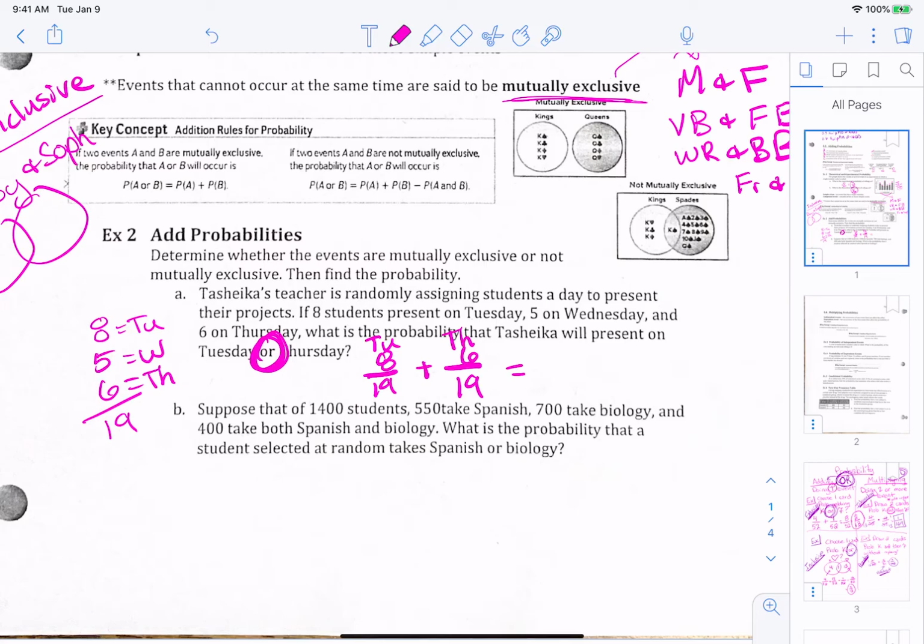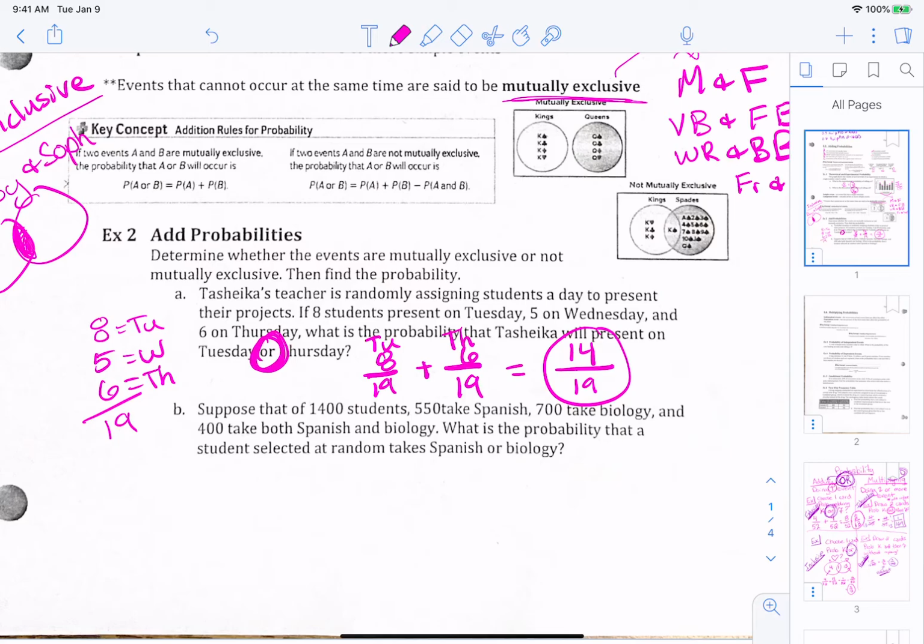Can you present on both Tuesday and Thursday, both of them? Or are you only going to present once? You're only going to present once. So we don't need to subtract out. There would be nothing in that middle piece over here. So this would just be 14 out of 19 is your chance of being Tuesday or Thursday. You guys probably did that a lot faster, but this is the reasoning behind why that works. You eventually will be able to do those a lot faster.